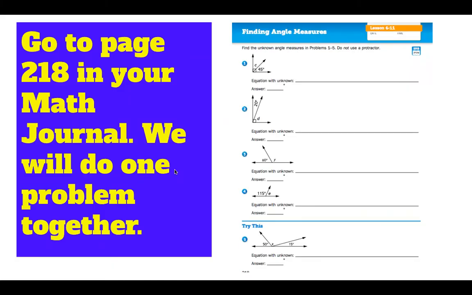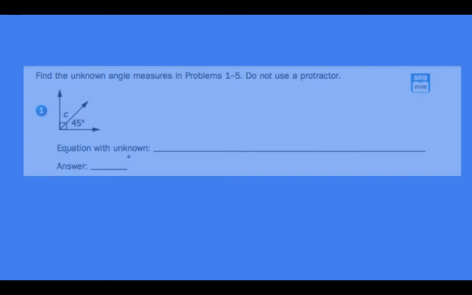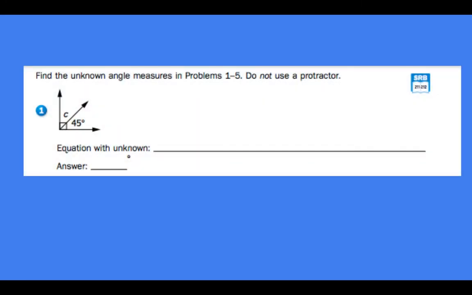All right, what I need you to do now is go to page 218 in your math journal, and we're going to do one problem together. So pause the video and take a minute to grab your math journal. All right, welcome back. So here's number 1. It's asking you to find the unknown angle measures in problems 1 through 5, and do not use a protractor.